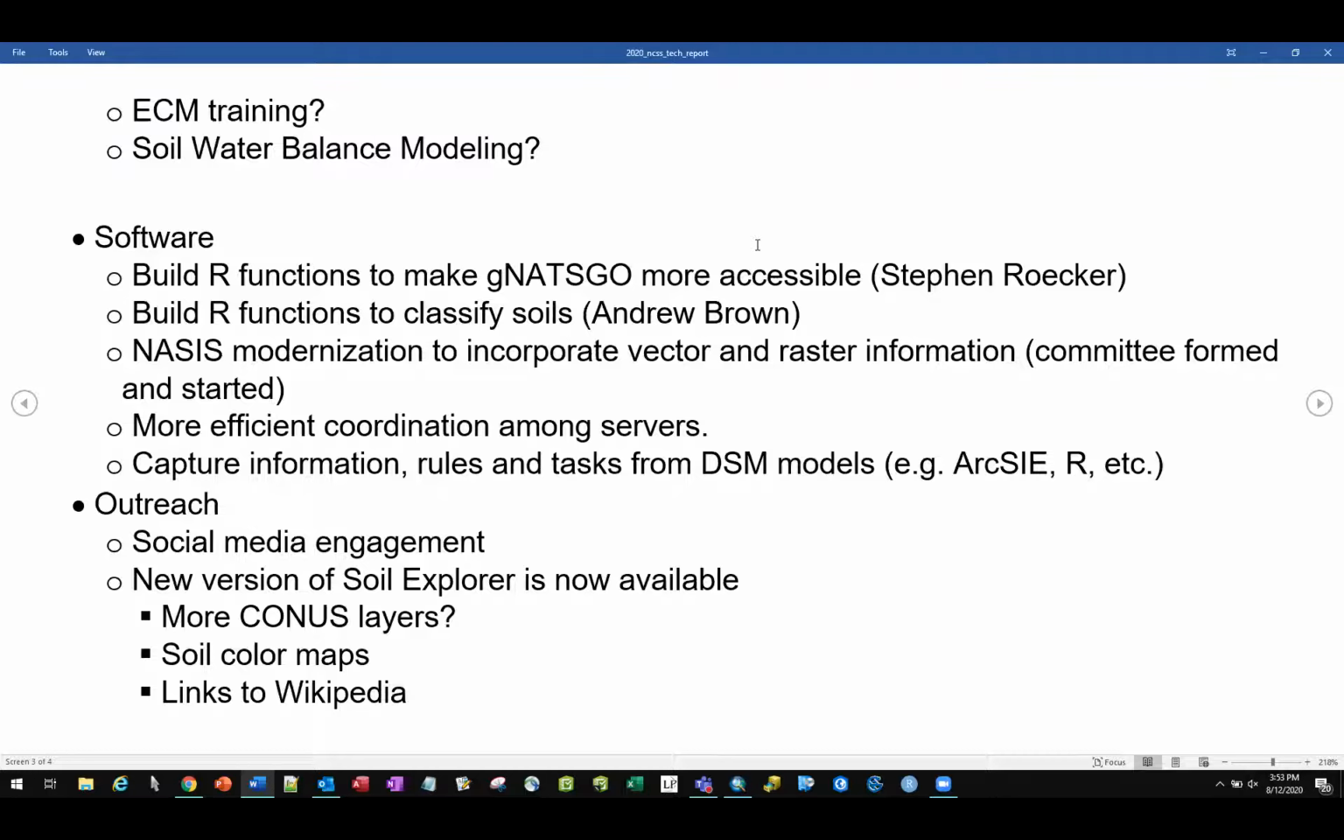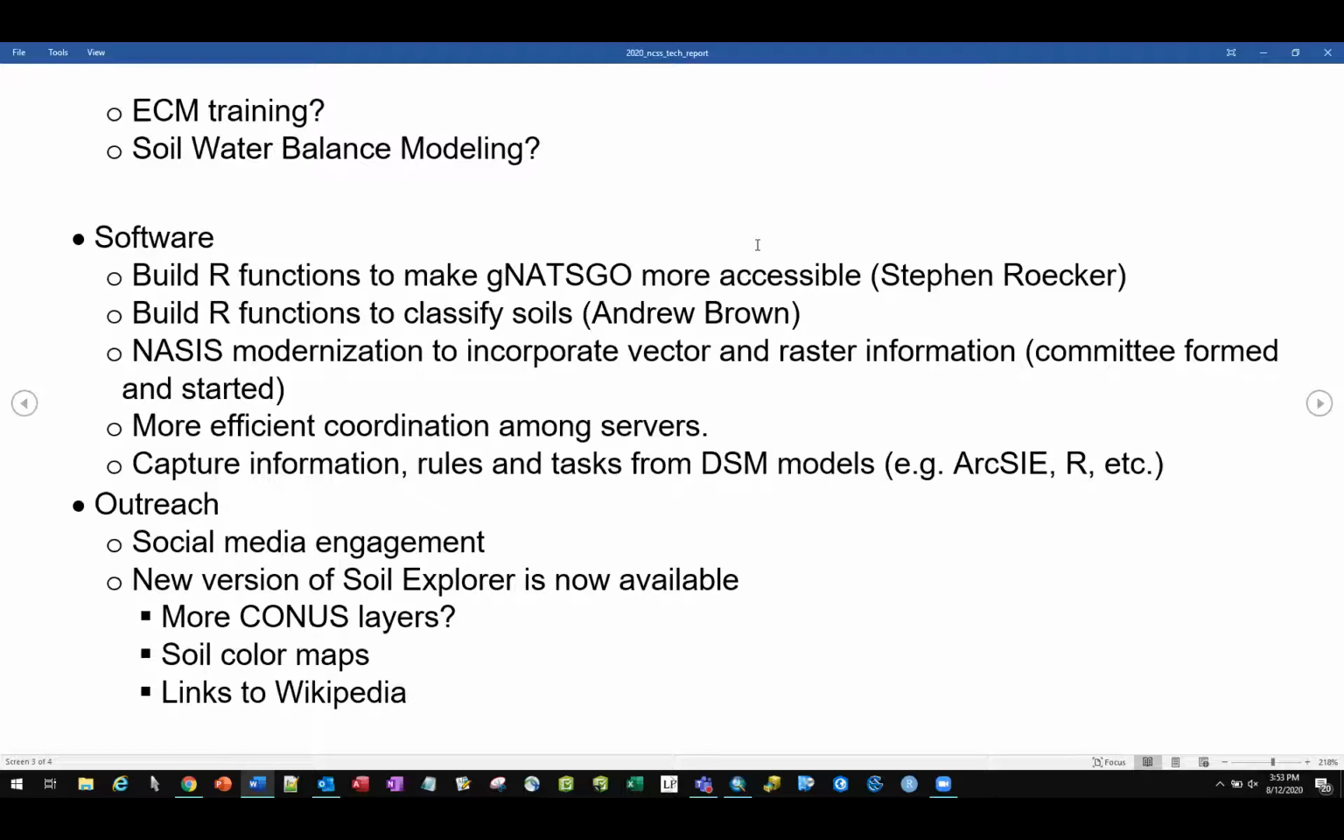We need to do more efficient coordination among the servers. As mentioned, if the KSSL database stays separate and the NASIS database stays separate, we need to work on efficiently coordinating them. As stated earlier by Mark, they're coordinating the edit database system with the NASIS database system, and then they're going to coordinate the edit system with the Web Soil Survey system. So that is in the works.